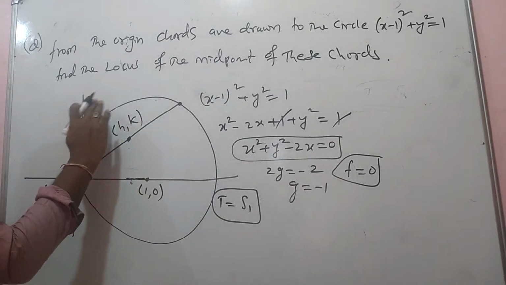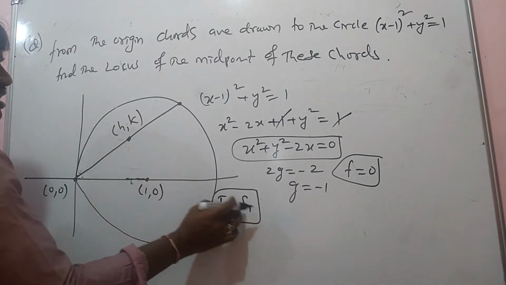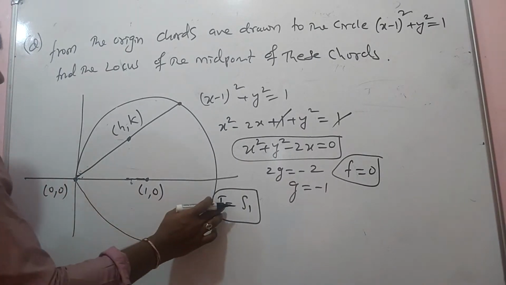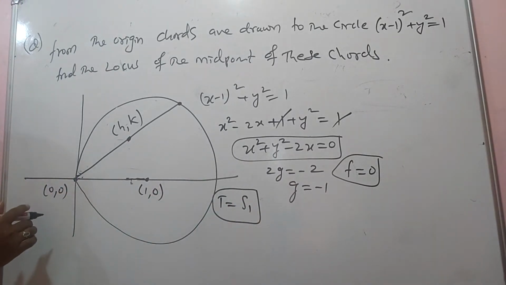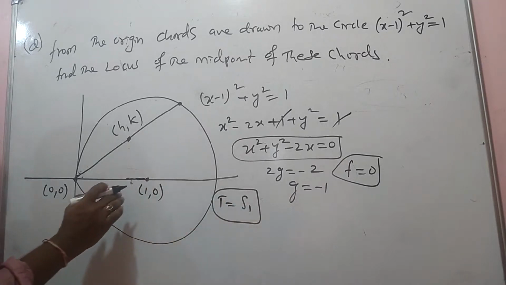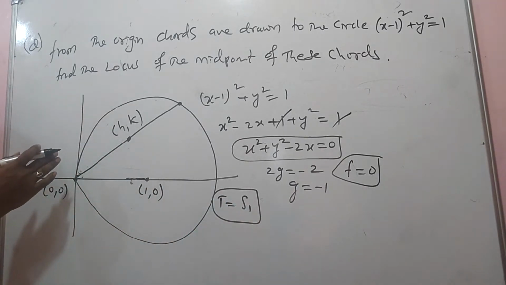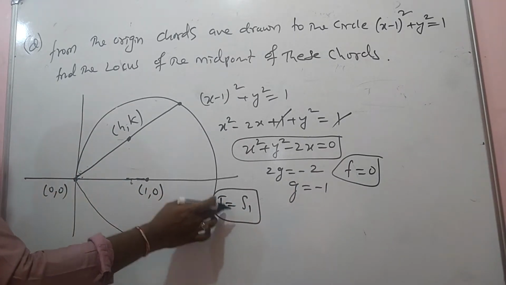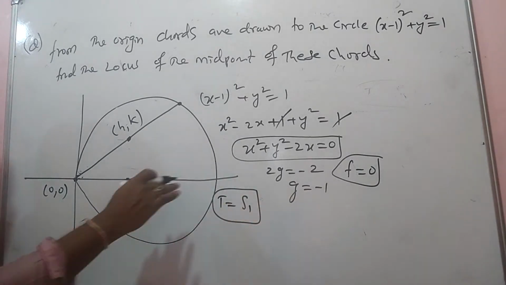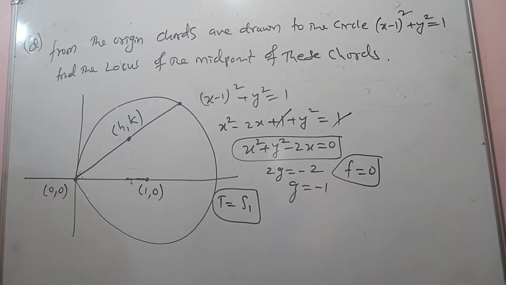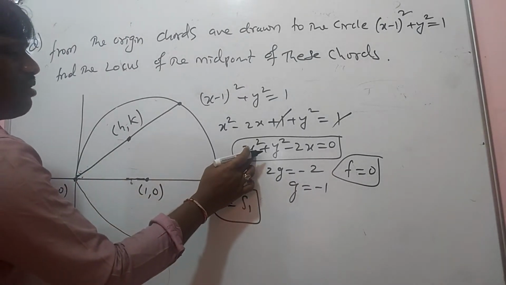See here, I am checking the question here. T is equal to S1. T is equal to S1 means what here? I want to use T is equal to S1. You know the formula T is equal to S1. T means tangent, S1 is the power of the point. So what will T be?